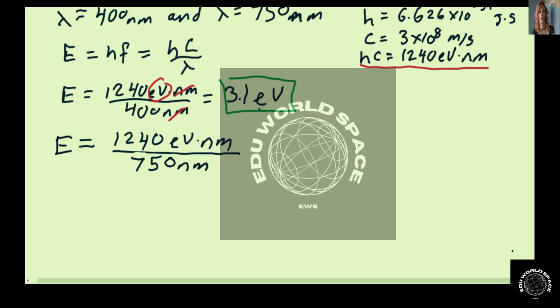Alright, and we want to do unit analysis again here. So nanometers and nanometers will cancel out, and I am left with electron volts. That is exactly what I'm looking for. And this here just gets plugged into the calculator again, and I get 1.65 electron volts. Alright, so in electron volts, you see our range here is our 1.65 electron volts to 3.1 electron volts.